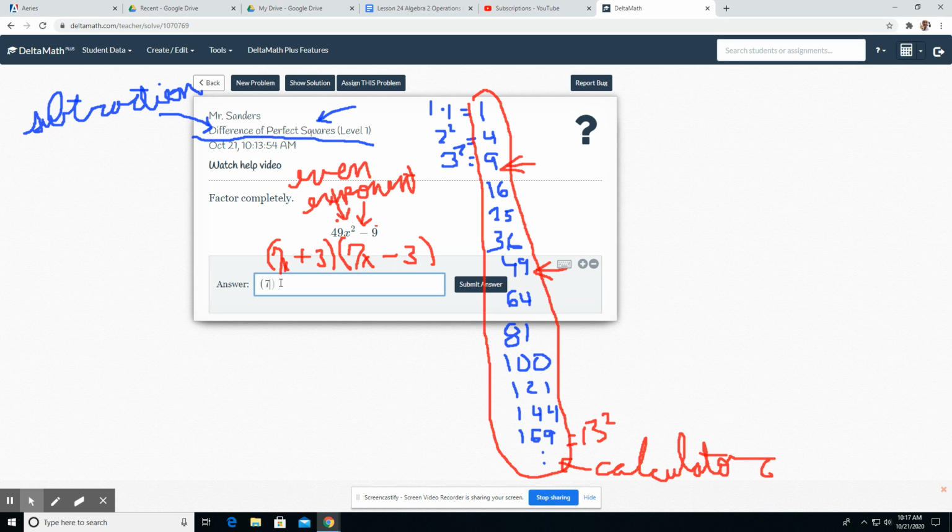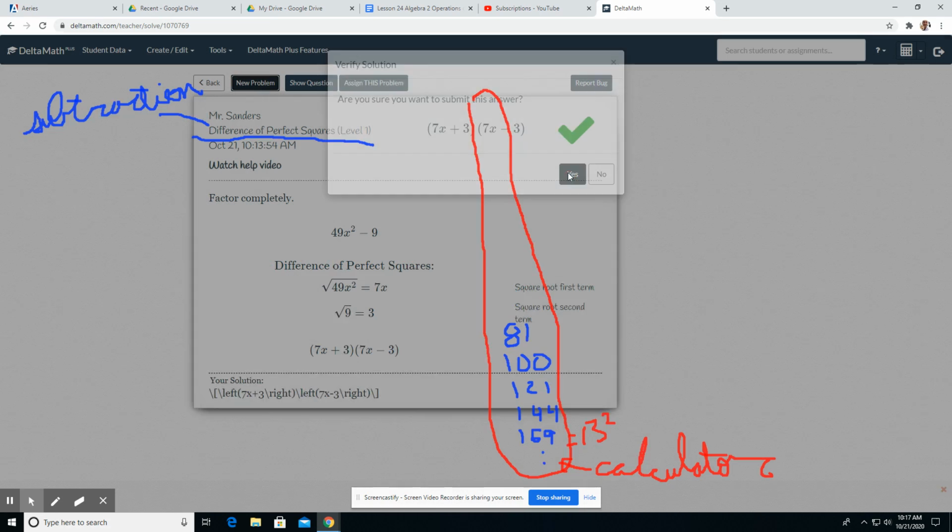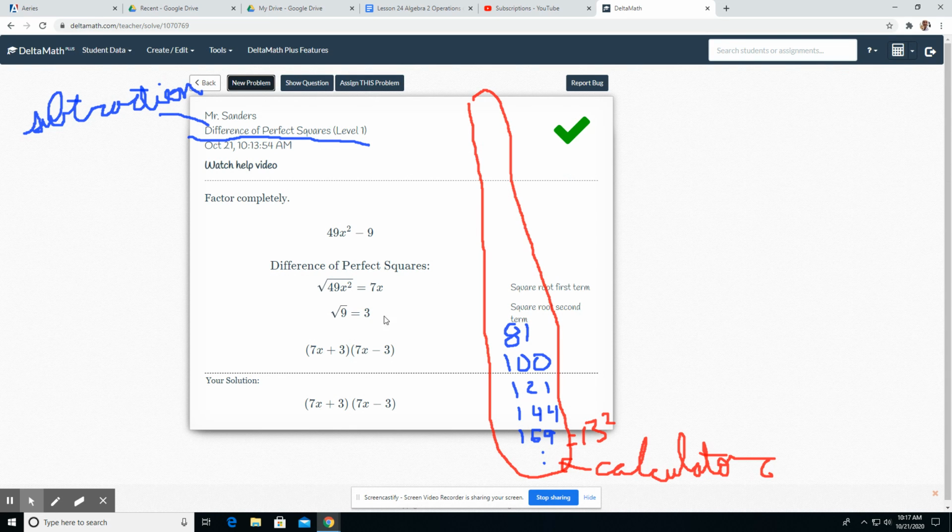Parenthesis 7x plus 3 in parenthesis, 7x minus 3 in parenthesis. Okay. Difference of perfect squares. So it's just kind of another way of breaking it down as a shortcut when you recognize this situation. See if the next one's any stranger. And that's what they did, is they just did the square root and showed you the square root signs.